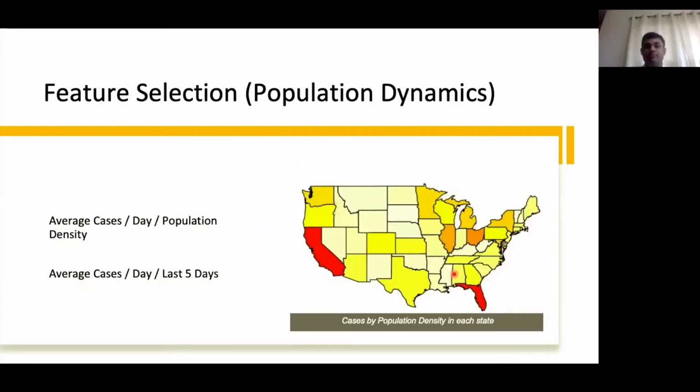Our model also employs population dynamics and historical foodborne illness features. And this is done because a particular locale can greatly influence the amount of cases. Specifically, our model takes into account the average number of foodborne illnesses per kilometer squared relative to the population. That is average cases per day per population density. We also take into account the average cases per day for the last 5 days.